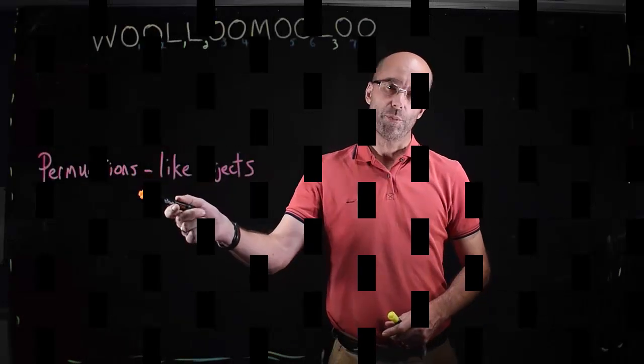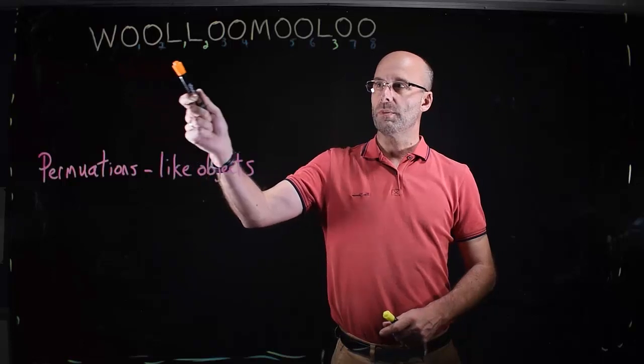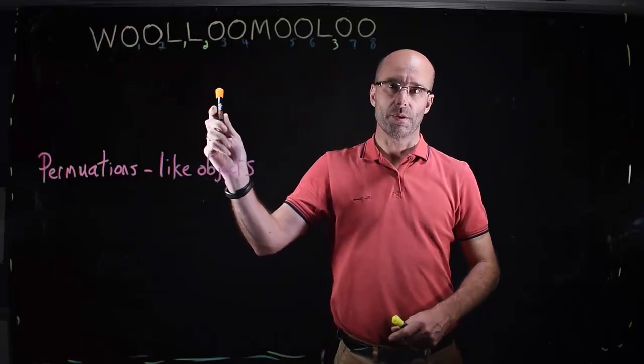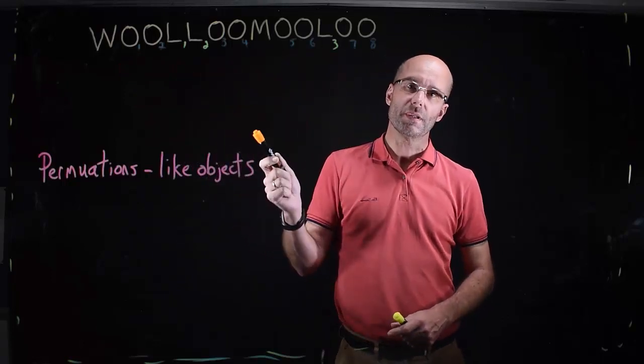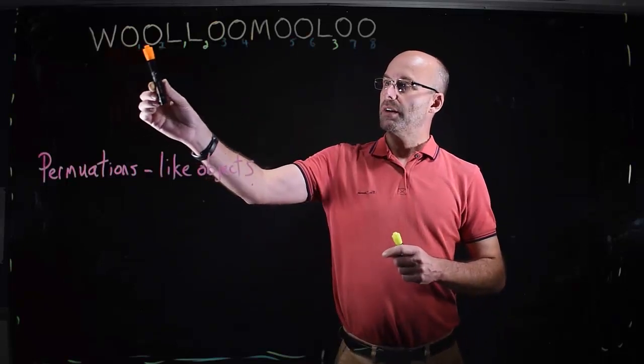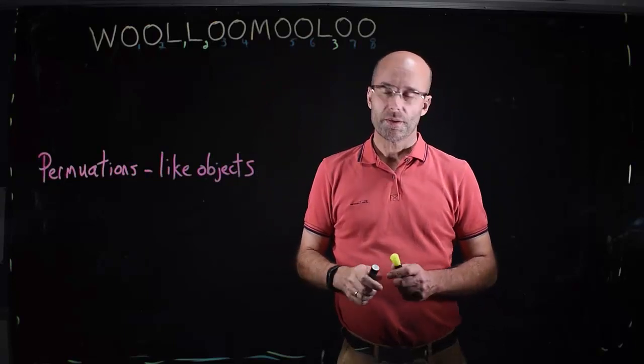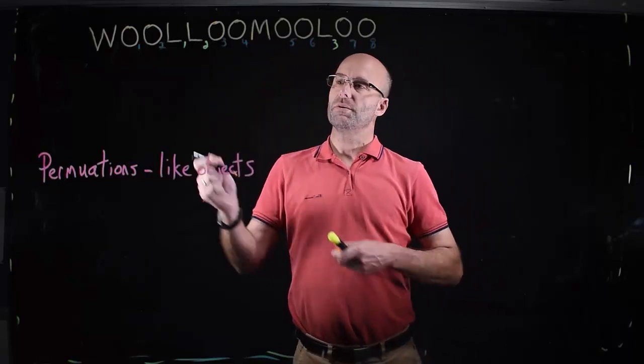This video is about permutations of like objects. Consider Woolloomooloo. Woolloomooloo is a real place. It's a suburb in Sydney. I'm not kidding, look it up. And it's an interesting word. It's got some repeated letters in it, and it's got 13 letters in total.